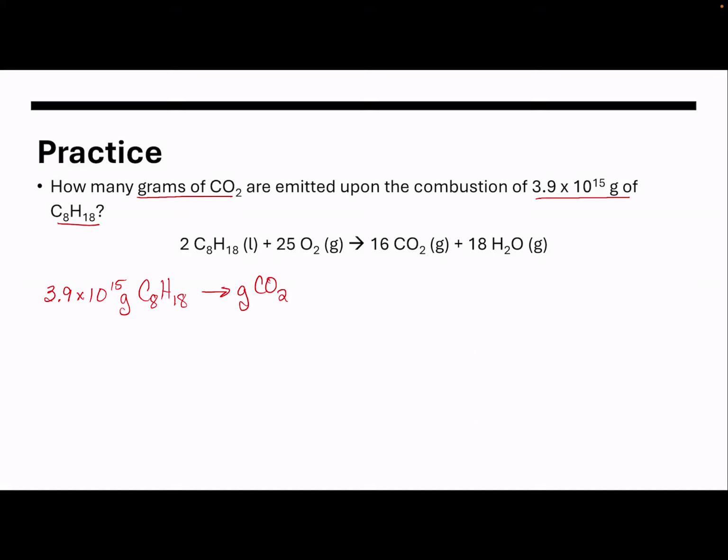Octane and carbon dioxide have different formulas. Because they have different formulas, the only acceptable way to convert between the two is the mole-to-mole ratio. So I'm going to need a mole-to-mole ratio, which is going to come from the balanced chemical equation. For every 2 moles of octane that react, we get 16 moles of carbon dioxide. Again, I knew I needed that mole-to-mole ratio because the formulas were different.